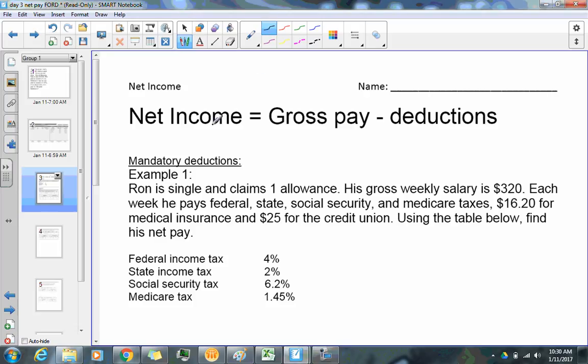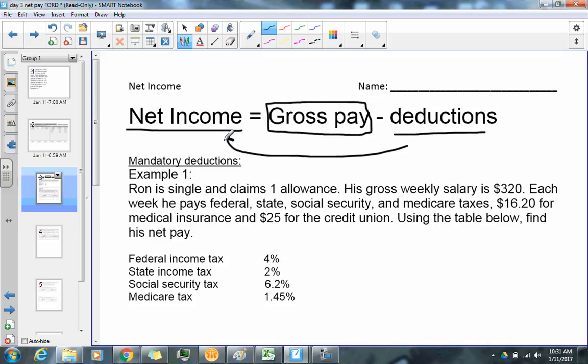Okay, in this video, we're going to be talking about net income. Now, net income is the money you get after all your taxes are taken from you. So, gross pay is how much money you make before taxes. Then, after you subtract your deductions, whatever you're left with is your net income.